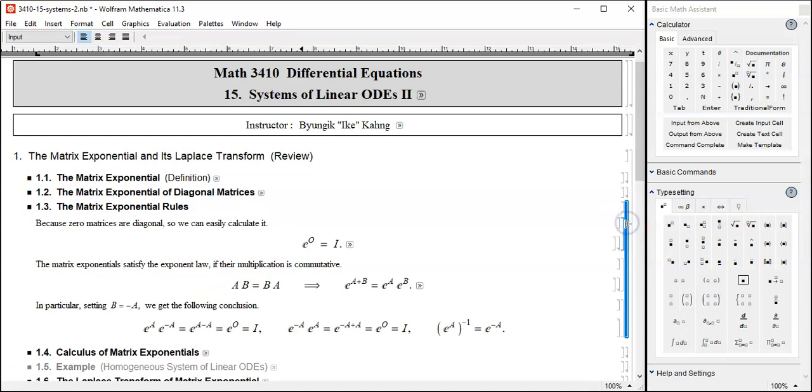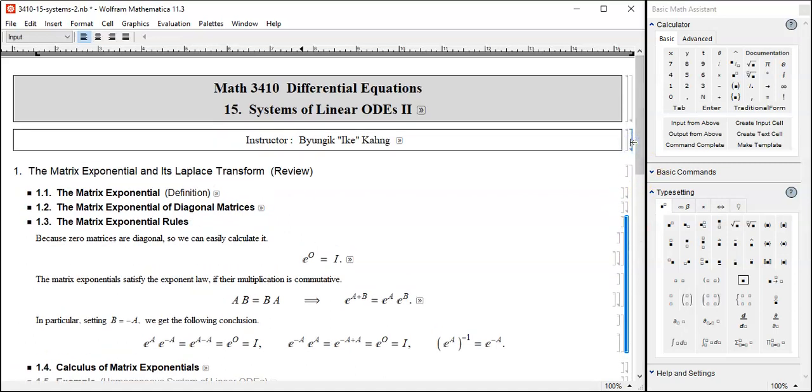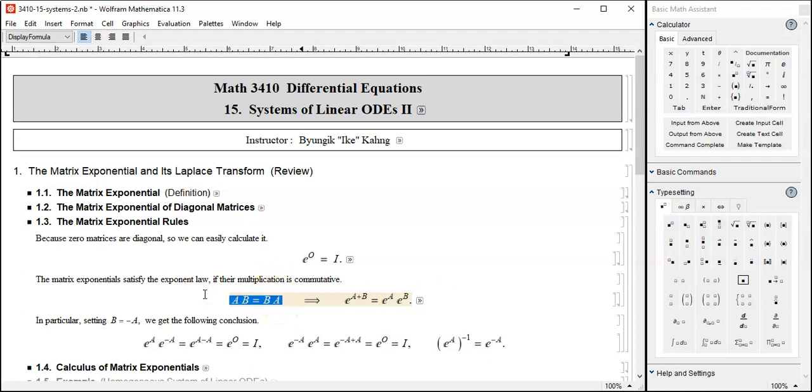Okay, the next topic is the matrix exponential rules, and this one we already discussed. Here's a second rule. If A and B commute, A times B is equal to B times A, then we can use this exponent rule: e to the A plus B power is equal to e to the A power times e to the B power.